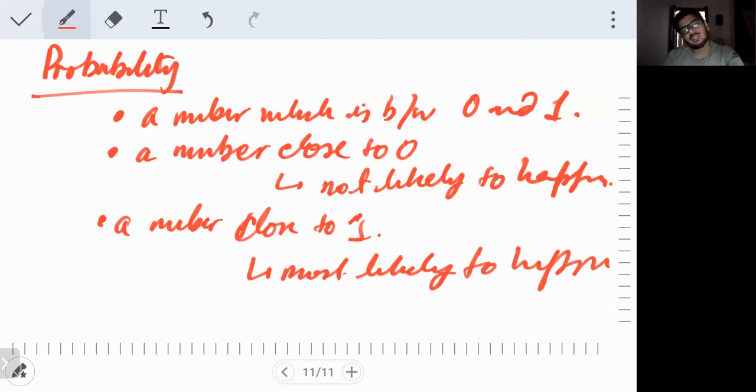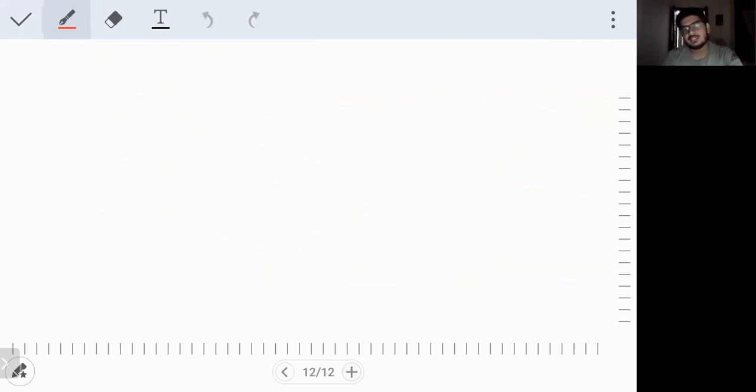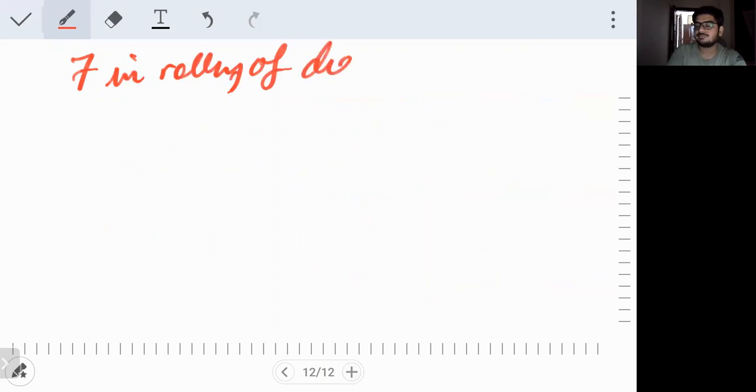Now, can you think of an event that cannot occur? And can you think of an event that will definitely occur? Let me explain with an example. Let's take an example of an event that cannot occur. That is getting a 7 in rolling of a dice.